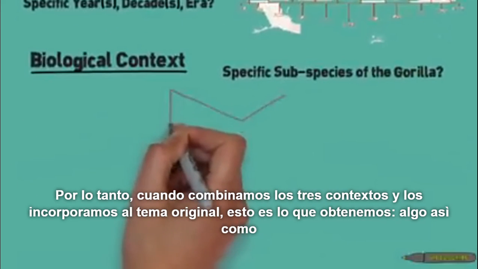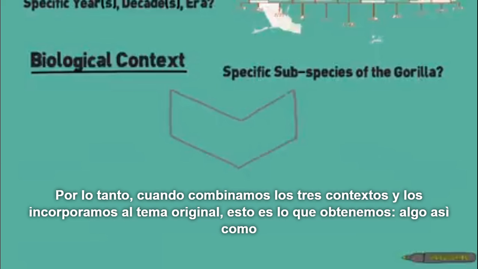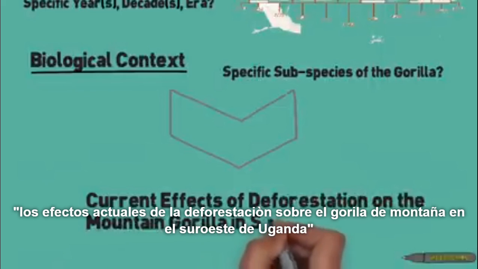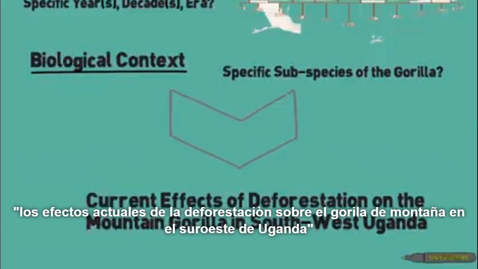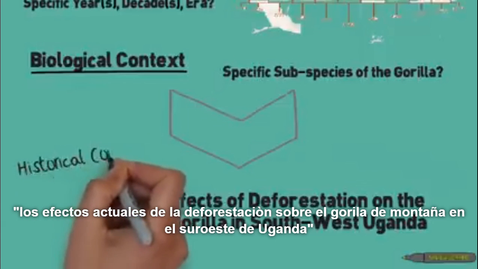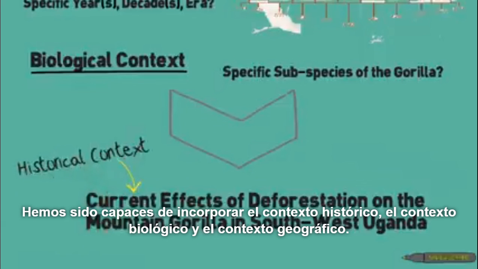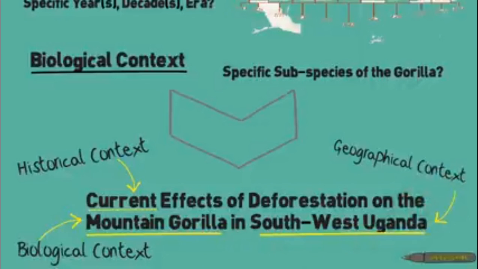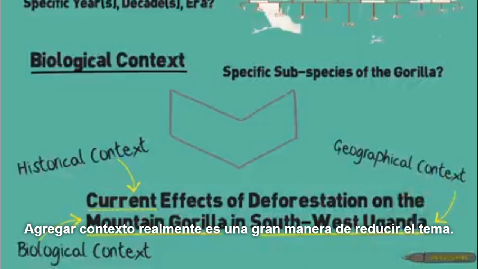So when we combine all three contexts and incorporate them into the original topic, this is what we get. Something like: current effects of deforestation on the mountain gorilla in southwest Uganda. We thereby incorporate the historical context, the biological context, and the geographical context. Adding context truly is a great way of narrowing your topic.